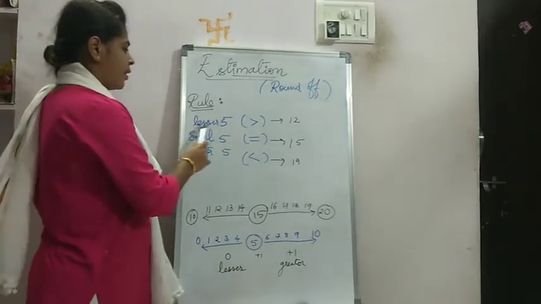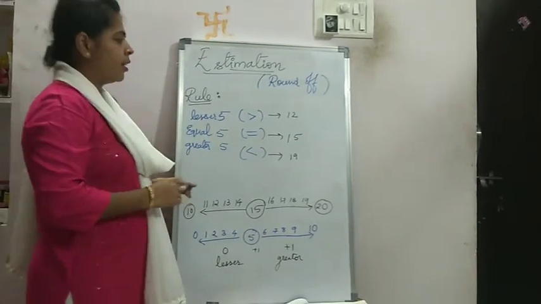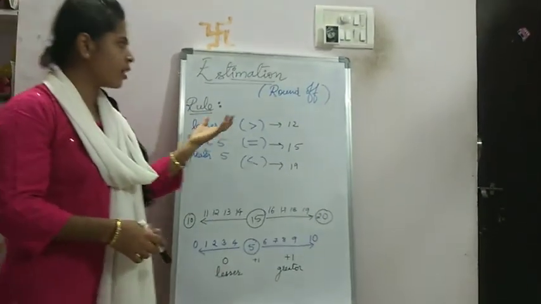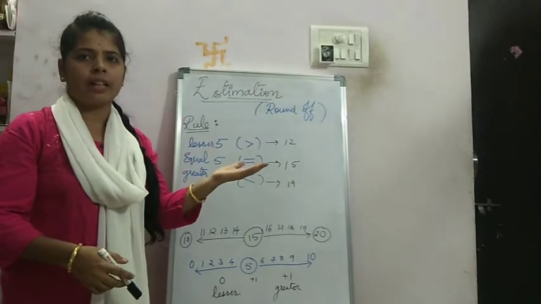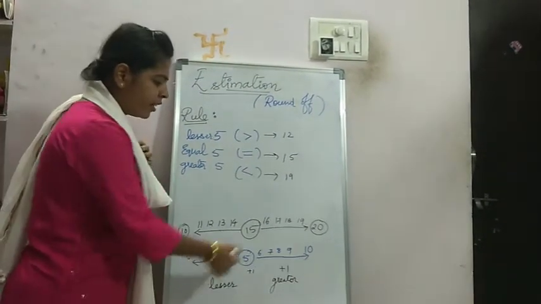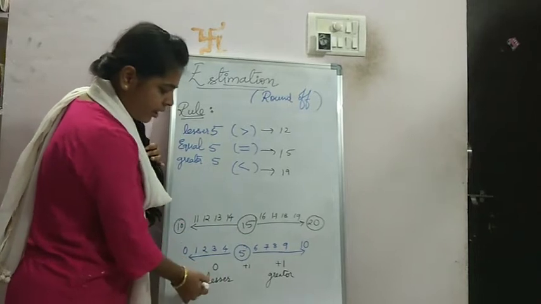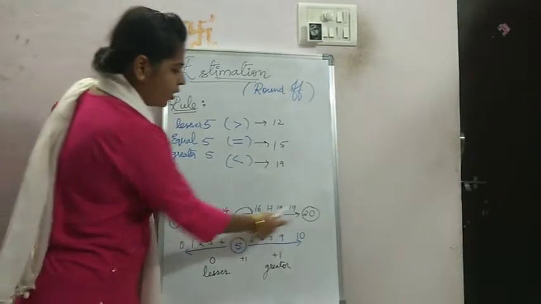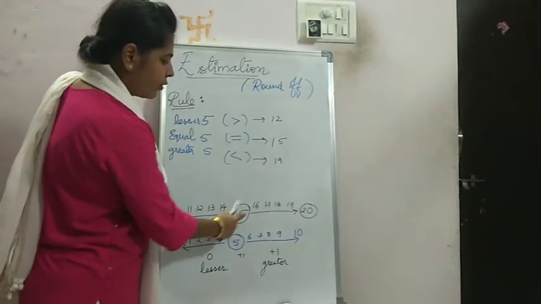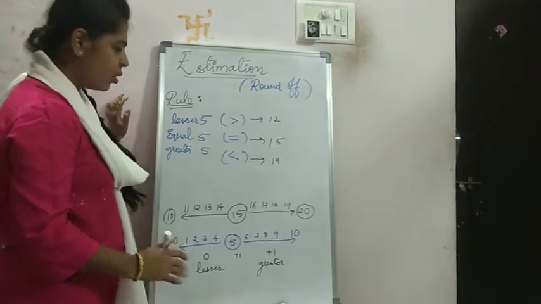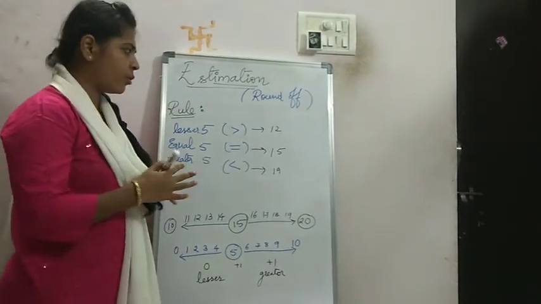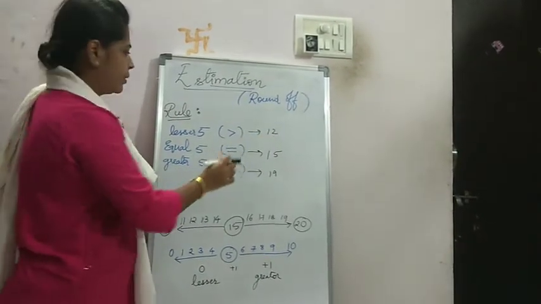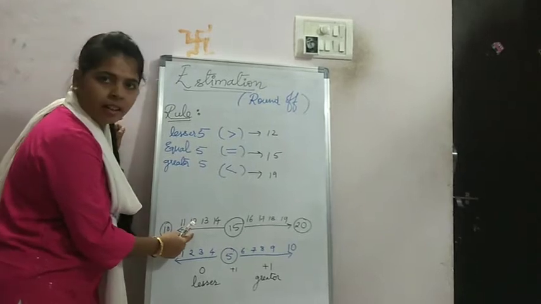Here is the rule: lesser than 5, equal to 5, greater than 5. As we have seen 0 to 10, this estimation is done for the tens value, the hundreds value and the thousands value. Here you will see the tens value: 10, 15, 20, and in between 11, 12, 13, 14, 15, 16, 17, 18, 19, 20. Now, for lesser than 5, I will show you an example. I have taken the number 12 here.